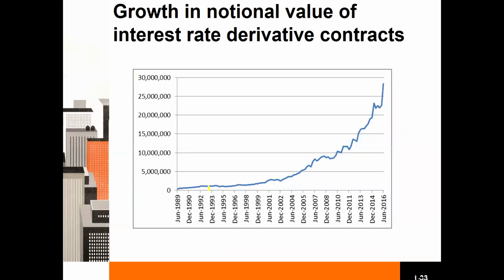You can see an exponential growth of the interest rate derivative contracts in Australia from June 1989 to 2016. So overall, off balance sheet business carried out by Australian banks has been growing at a very good rate since the 1990s.